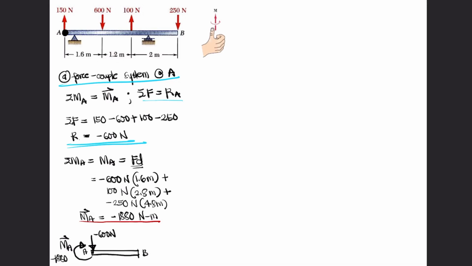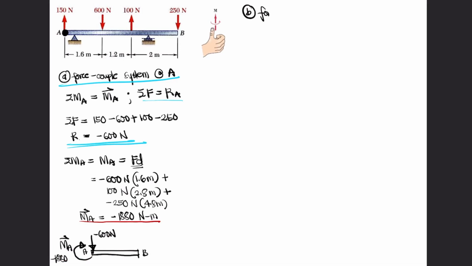So that is the force couple system at point A. Instead of having 4 forces, kaning upat na forces, na-reduce na siya into a single force and a couple located at point A.